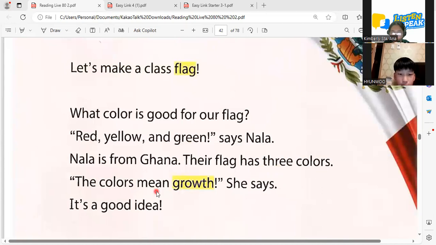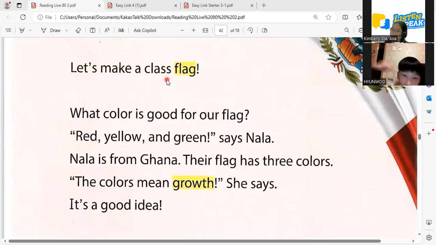The colors mean girls. Mean. She says, men. Is that men? It's mean. Mean. Because this one is what we call men. This is men. This is mean. Okay, let's try it again. The colors mean girls, she says. It's a good idea. So they are making a class flag for their class.